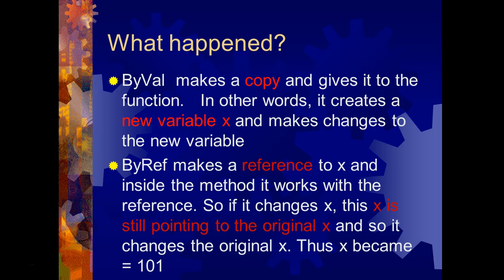So what happened? The way they explain this is that when you use ByVal, what happens inside the function is it makes a copy of the original variable that you put in there. So it doesn't work on the original variable. It's already made a copy of it, and it's working with its own copy. It's separate from the original variable. So any changes that you make to this variable inside the function are not reflected in the original variable.